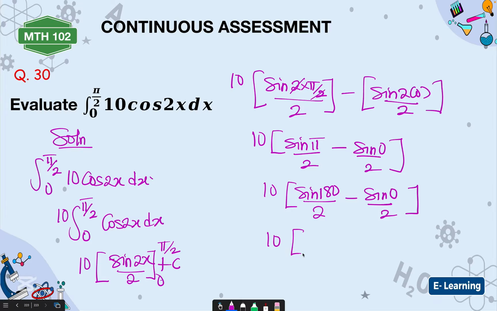This will give us 10 times. Now, sine 180 will give us 0. So here will be 0 over 2, 0. 0 minus 0 is 0. 10 times 0, everything will give us what?